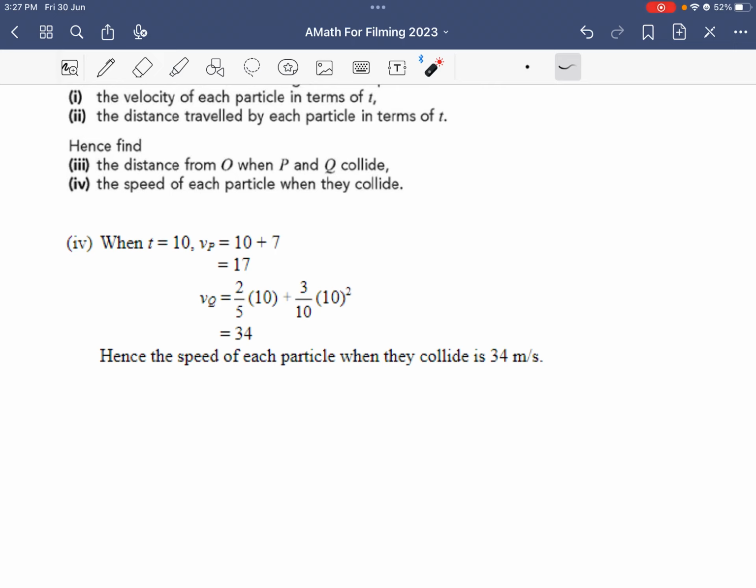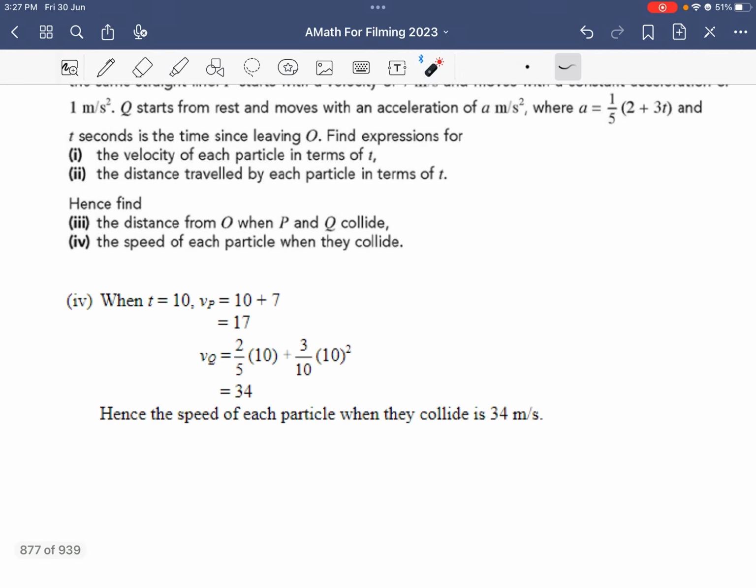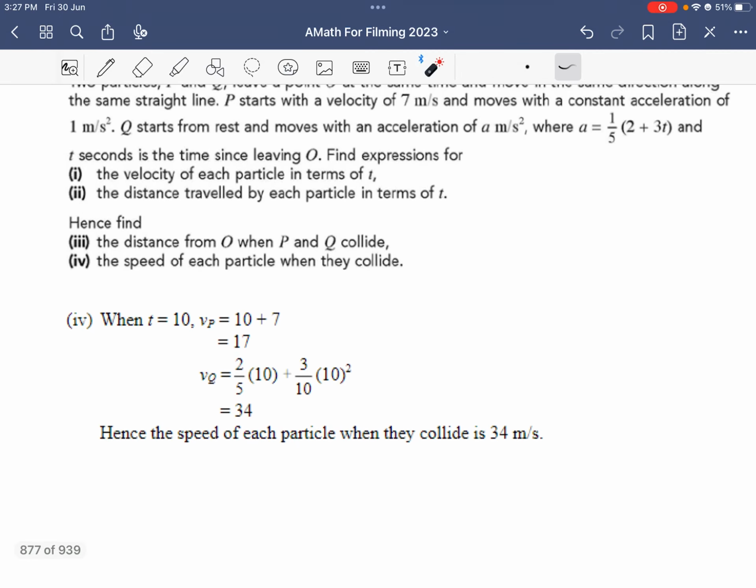Finally, in part 4, when t equals 10, the speed of each particle, if you just substitute into the velocity of P and the velocity of Q, you'll find that the speeds when they collide are 34 and 17 meters per second respectively. This one is 17, this one is 34. And this concludes part 4 of 18.2.